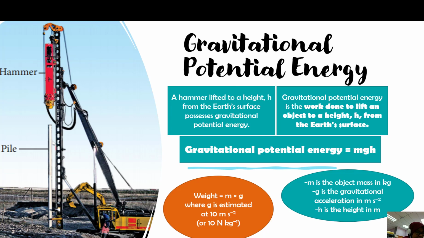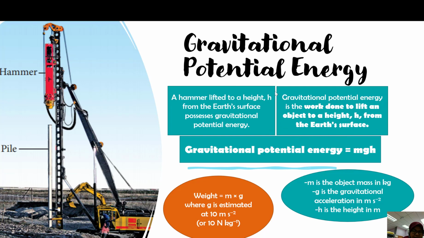A hammer lifted to a height h from the Earth's surface possesses gravitational potential energy. Gravitational potential energy is the work done to lift an object to a height from the Earth's surface. So this is the definition of gravitational potential energy.